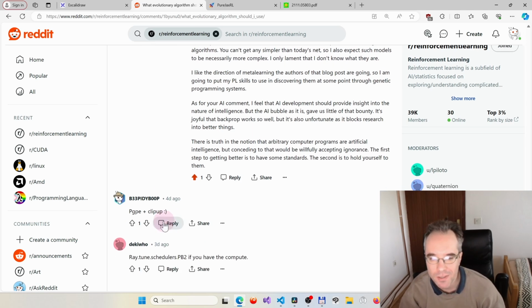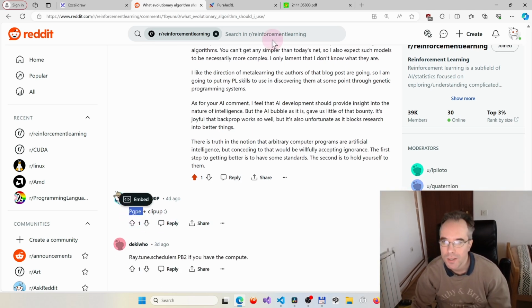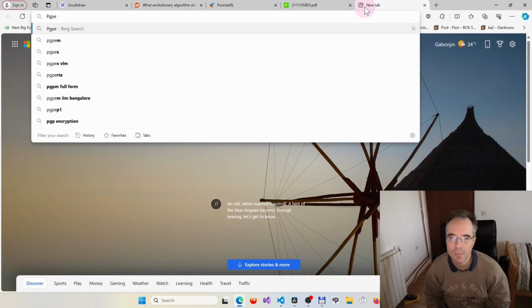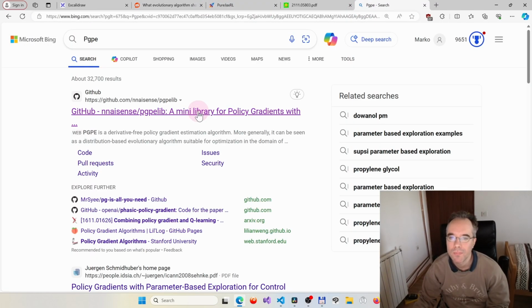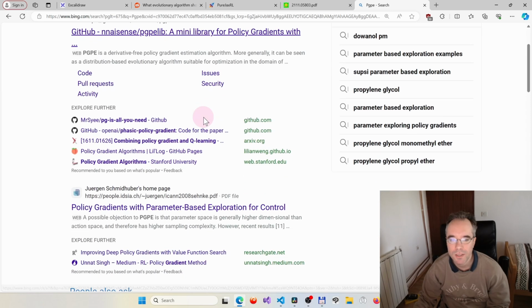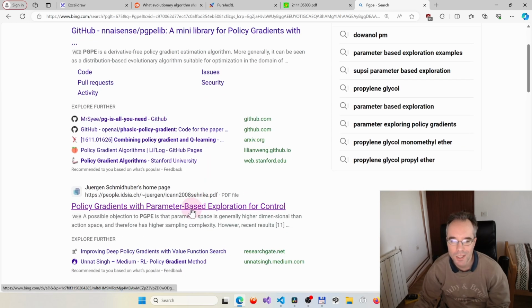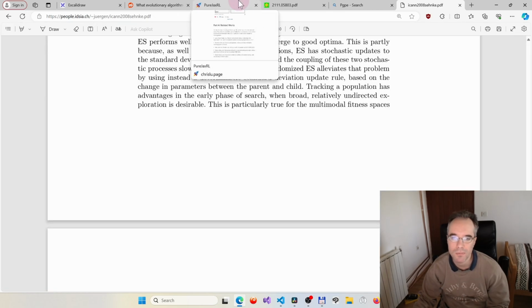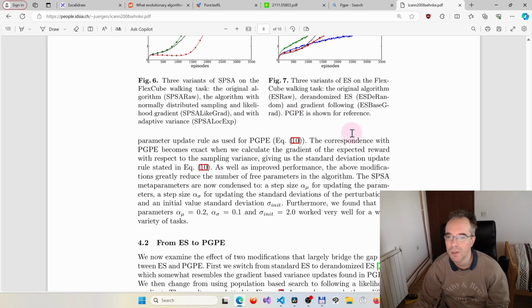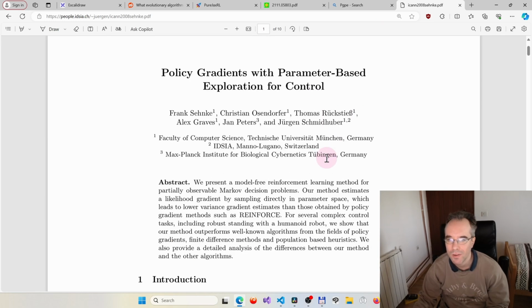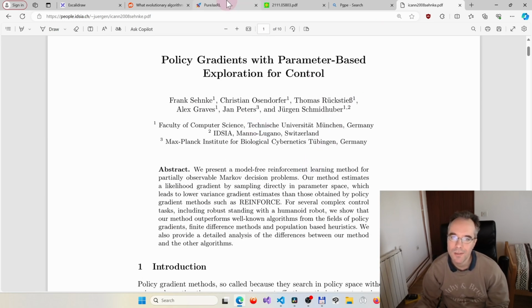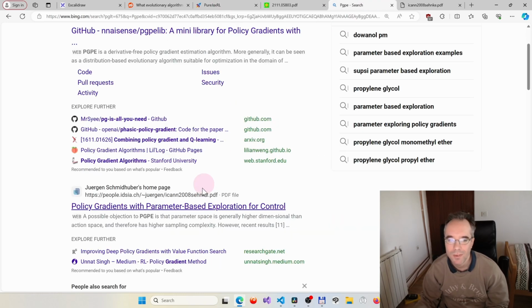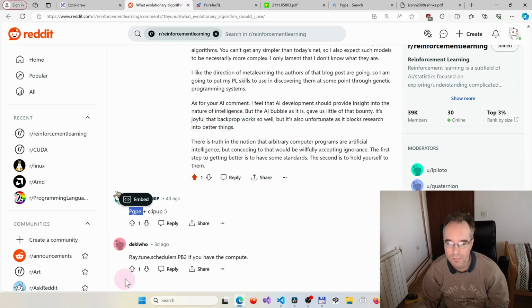Okay, I have no idea what PGPA. Actually, I did do a search for that. I know what PGPA is. Policy gradients with policy parameter-based exploration. Yeah, I think this was like a paper by Schmidhuber. And policy gradients are trash. And Ray Tune Schedulers PB2. I have no idea what this is. Maybe it's some kind of AWS service.